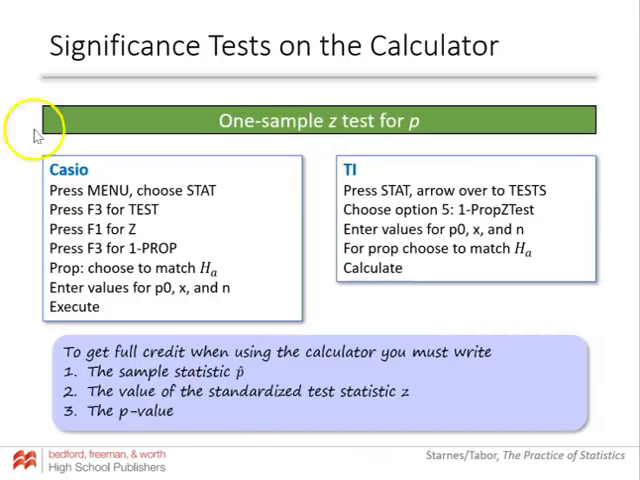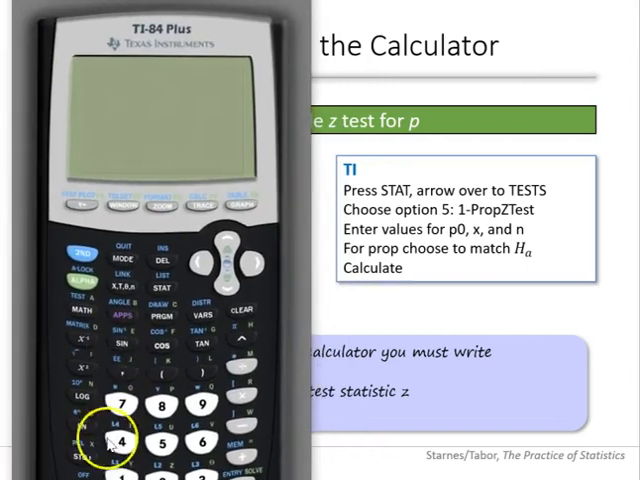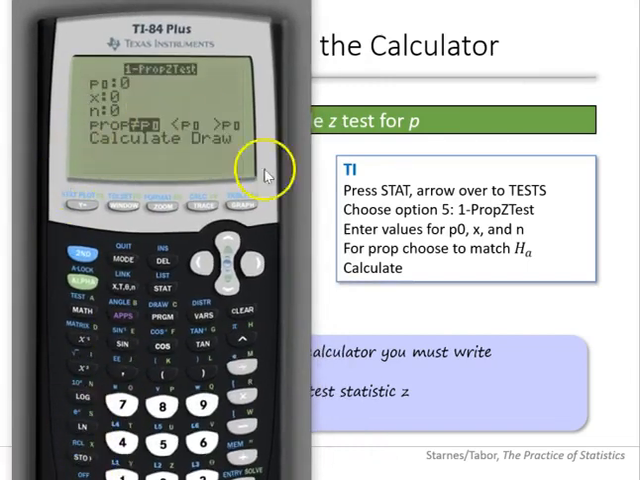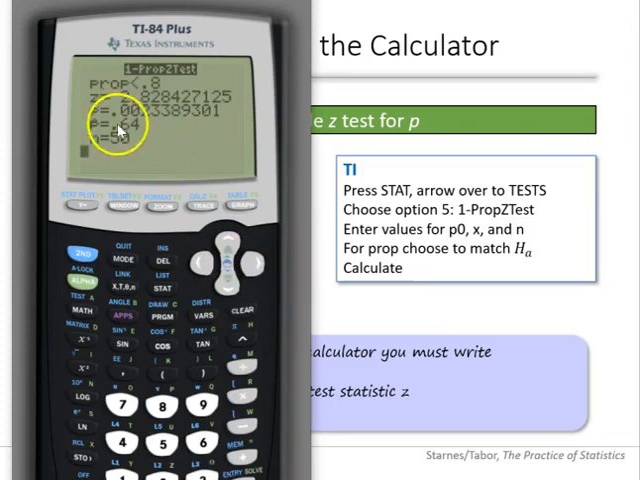On the TI, same idea, okay? Once you get to that screen, this is what it looks like. It's the same thing as the Casio, just in a different order. So p0, our proportion from our null hypothesis. All right, Coach Rivers made 32 out of 50. And then again, I'm selecting the one that matches the alternative hypothesis. So you just use the arrows to go to the one you want and then press enter to select it. All right, and then calculate. And again, all three things that you need to write down: the p hat, the sample statistic, the z, the standardized test statistic, and then the p-value.